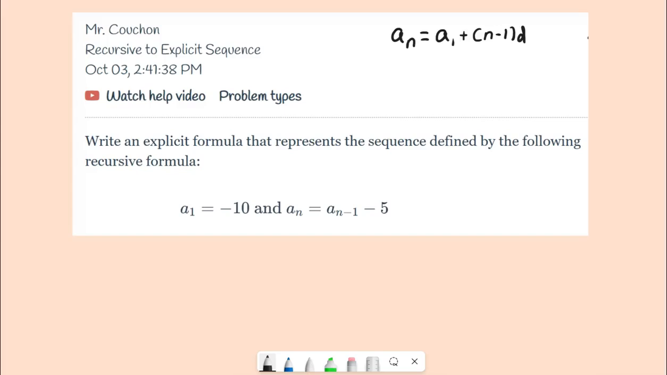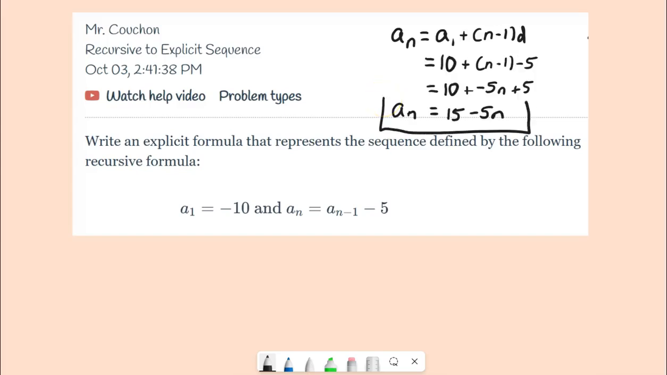Okay, please try this one on your own. When you're done, you can unpause. I'll have the solution here. Alright, when you finish with this one, you should have a formula that looks like this. It's A sub n equals 15 minus 5 times n.